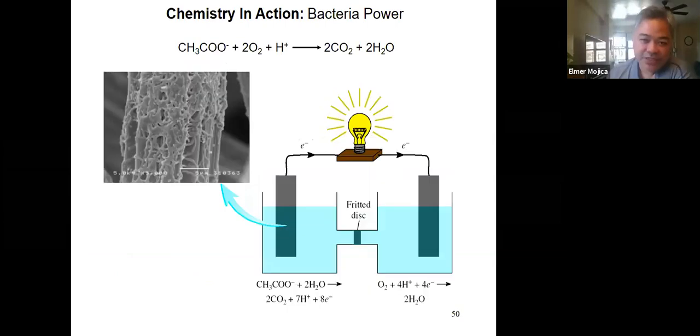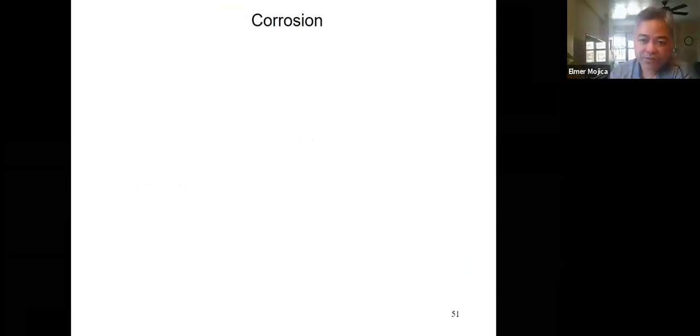Okay? So they also developed some bacteria power, wherein they have bacteria in the system. So you have there acetate reacting with oxygen and acid to produce CO2 and H2O. So those are the things that we can look for in the near future.